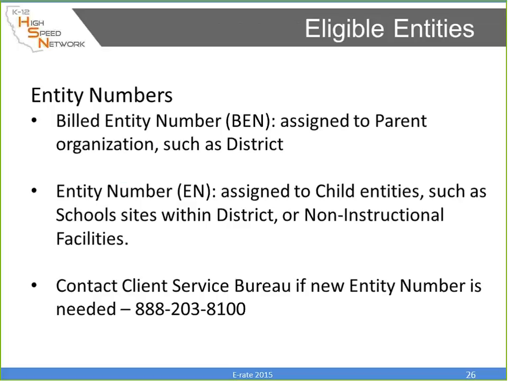If you find yourself building a new school and you need a new entity number, contact the Client Service Bureau and request an entity number. They will ask you for some identifying information such as the site name, address, county, and then they will create that entity number for you and associate it with your parent entity number.